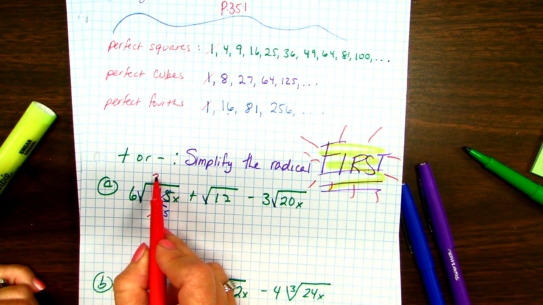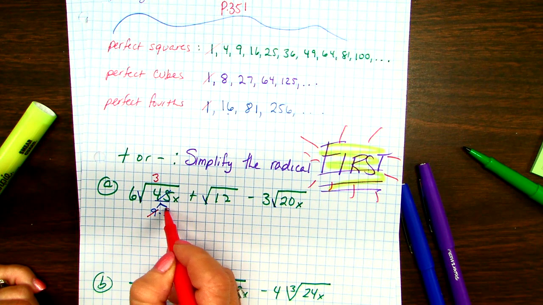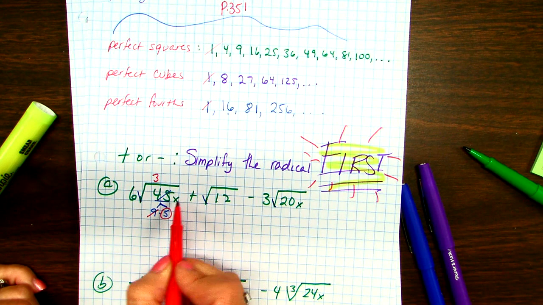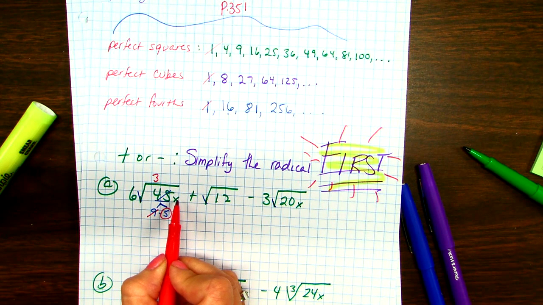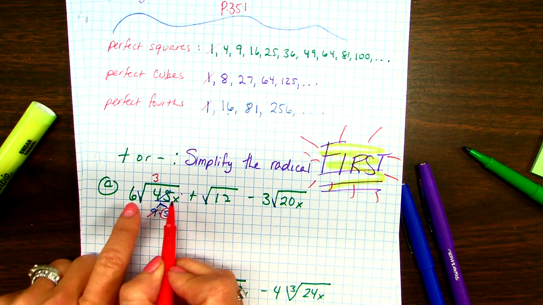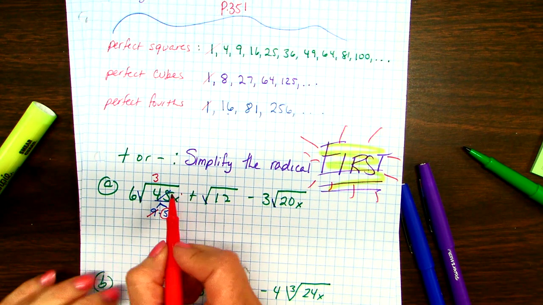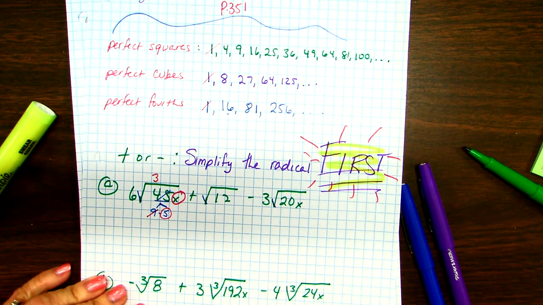I'm going to put it up here for safekeeping. I can't do anything with the 5. Now let's look at the x. What's the exponent on this x right now? 1. Can I divide 1 by 2? Does 2 go into 1 evenly? No. So this guy can't come out either. He's stuck underneath.